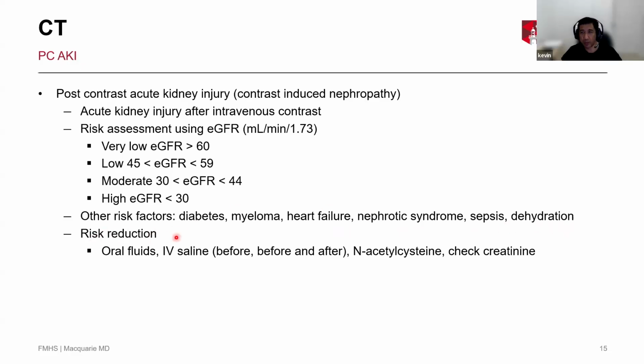And one way we can reduce the risk of acute kidney injury after contrast is essentially hydrating the patient. So anywhere from oral fluids beforehand to intravenous saline before or before and after. Some people still use N-acetylcysteine, although I think it's not considered to work particularly well. And also make sure you check the creatinine so we are able to stratify the risk. But really the main protection you can offer is hydration.